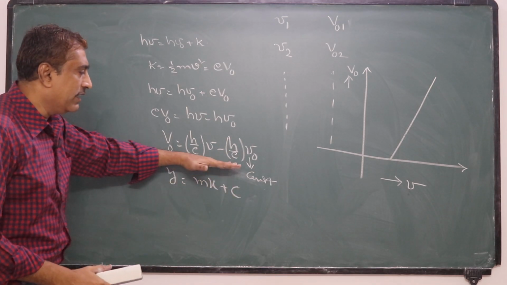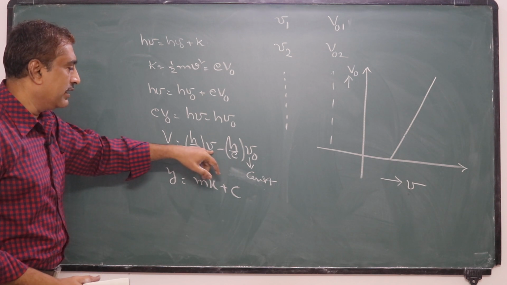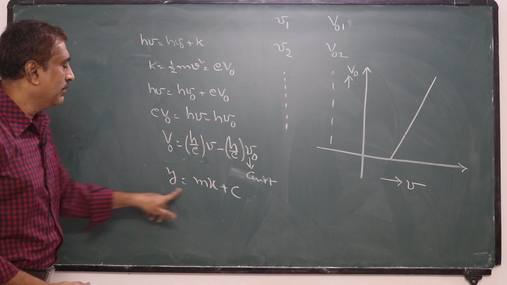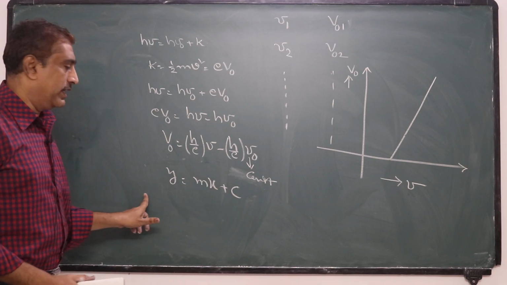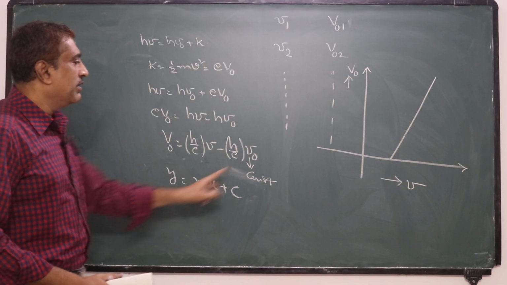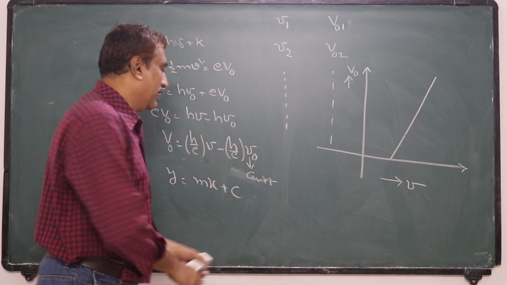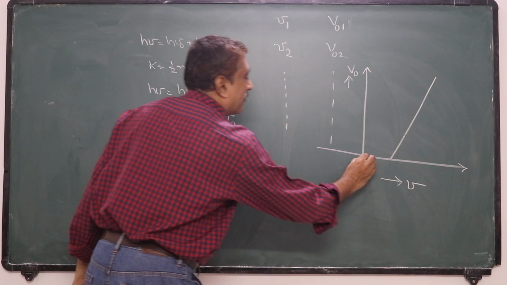That means if we draw a graph between frequency and stopping potential, this is similar to the equation of a straight line, like this. Similarly, we got this equation, and experimentally also we got the same straight line. That means this C is equal to this one.